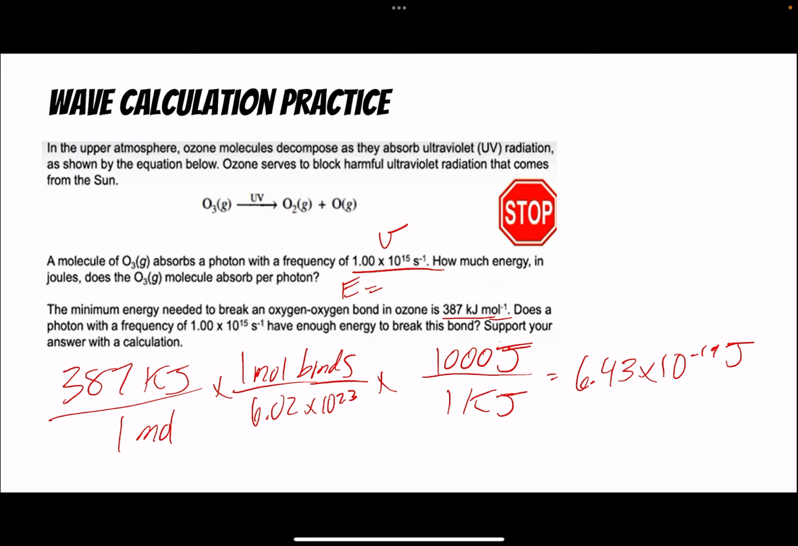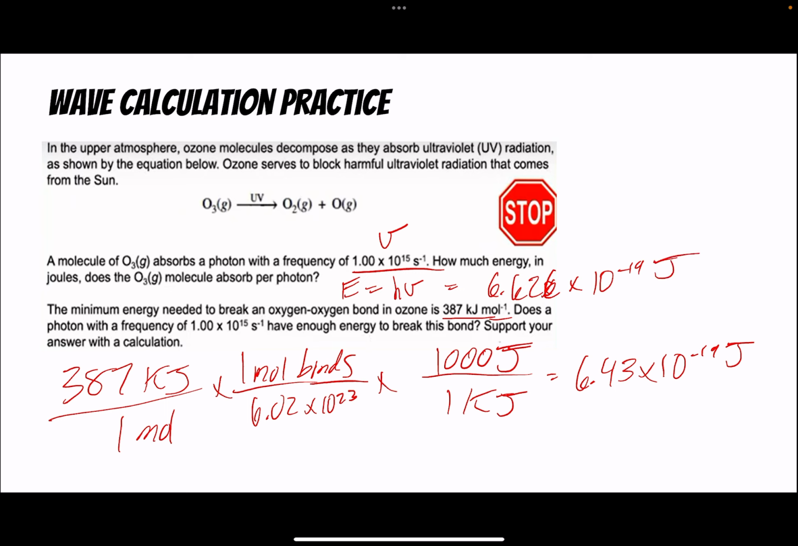All right, so here, since we're only given frequency, we can just use E equals hv. Remember, h is Planck's constant, and v is 1.0 times 10 to the 15th. So our energy should be 6.626 times 10 to the negative 19th joules.